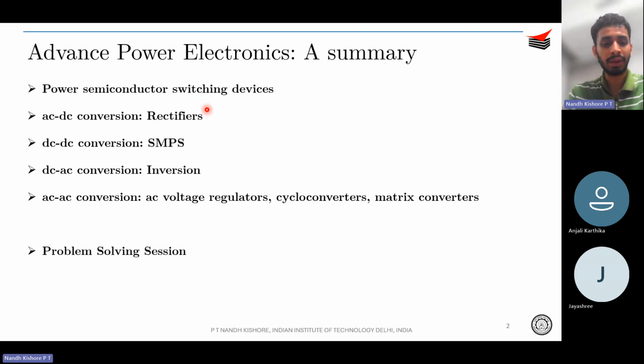After studying AC-DC, DC-DC, and DC-AC conversion, you finally came to AC-AC converters. You went into AC voltage regulators, then cycloconverters, and then you studied some matrix converters. So this is where most of the converter topologies ended.